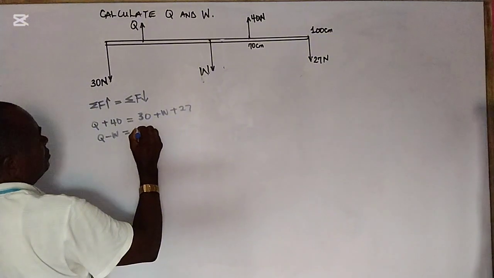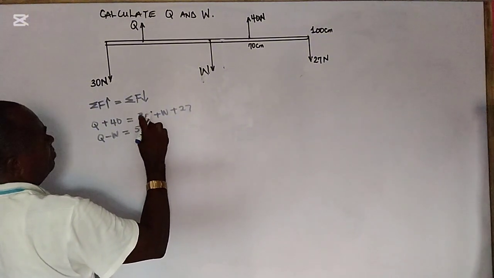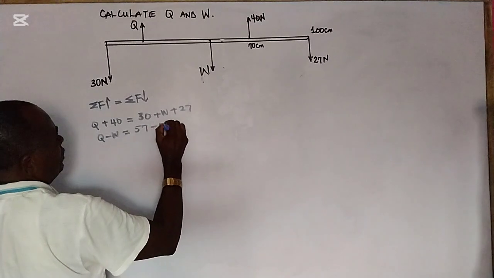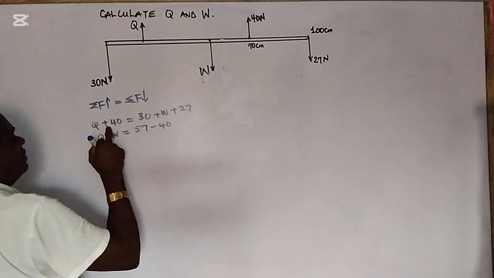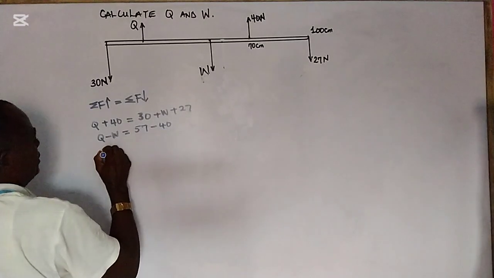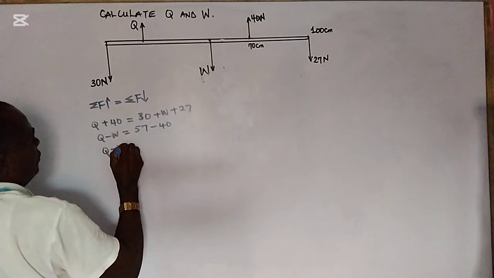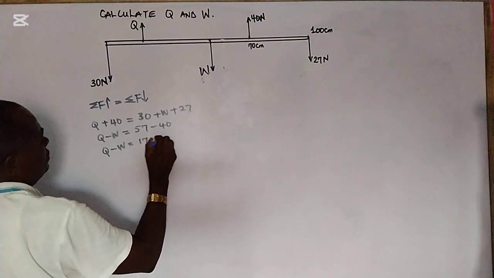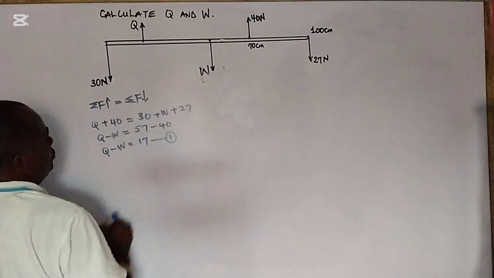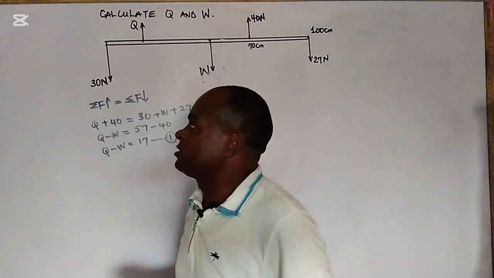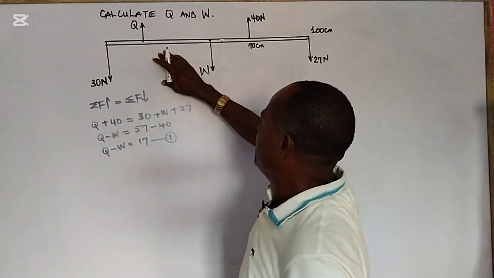So we're going to have 30 plus 27, that's 57, take away 40. 40 is plus here. It crosses the sign of equality to the other side, becomes minus. So what we have is Q minus W is equal to 17. Let's call this one equation 1. The next thing we're going to do is to consider moment.